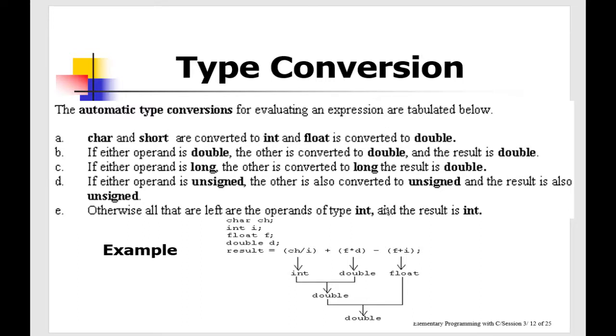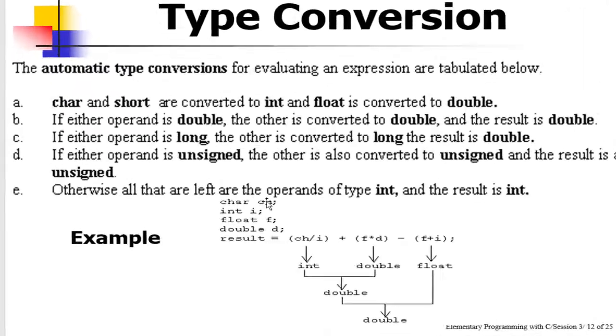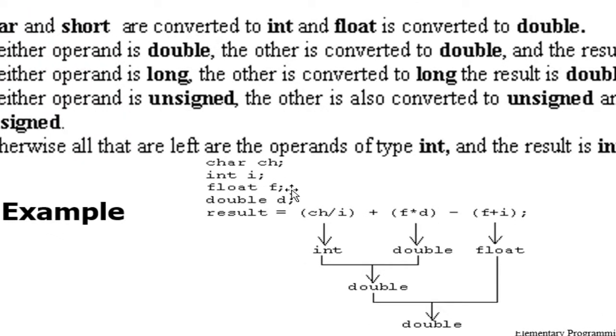Let's look at a quick example here. We have ch of type char, I which is an integer, f which is a float, d which is a double, and the result will be given by, in parentheses, ch divided by I, plus f times d in parentheses, minus f plus I in parentheses. We start from the left side moving to the right. Now you'll understand why I'm actually following the precedence rules. We'll see what the precedence rules are.